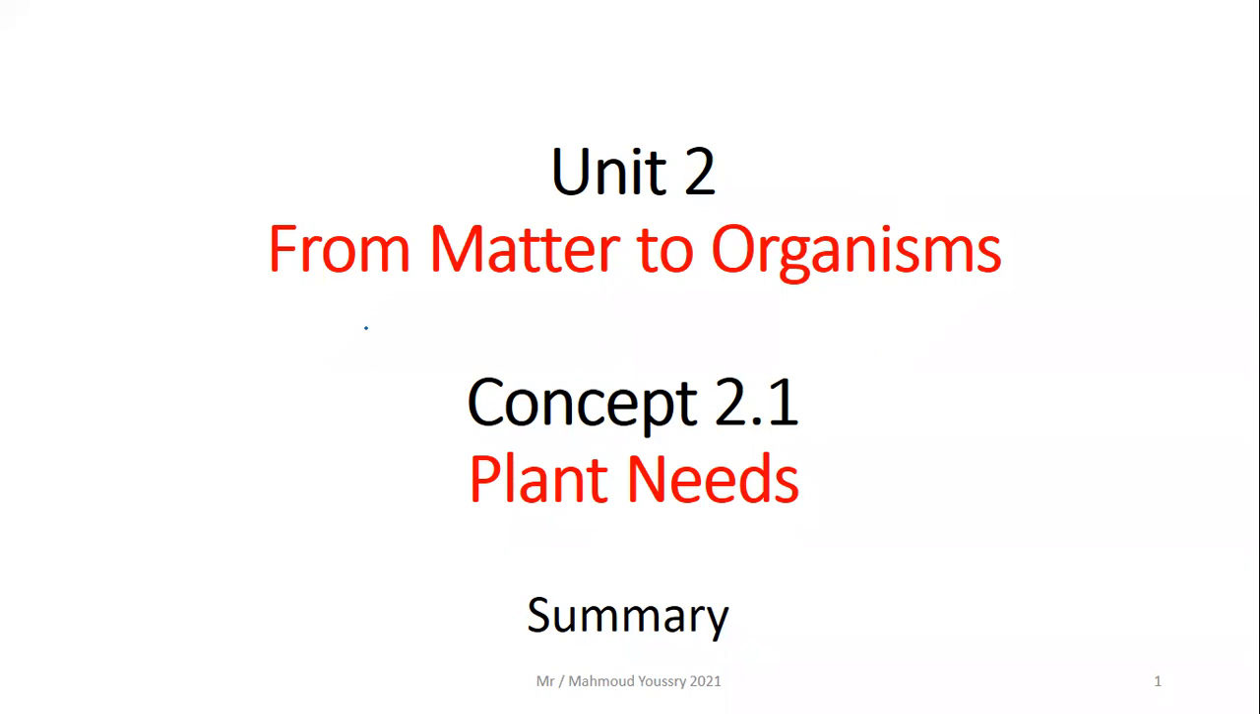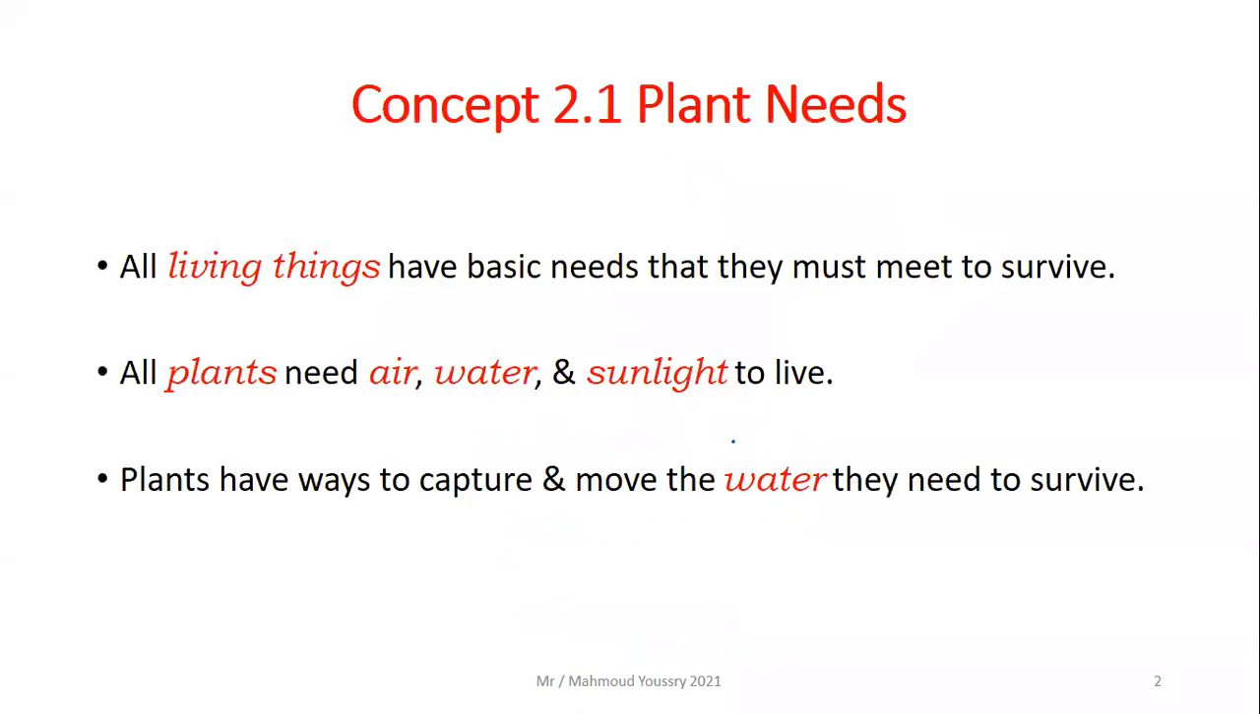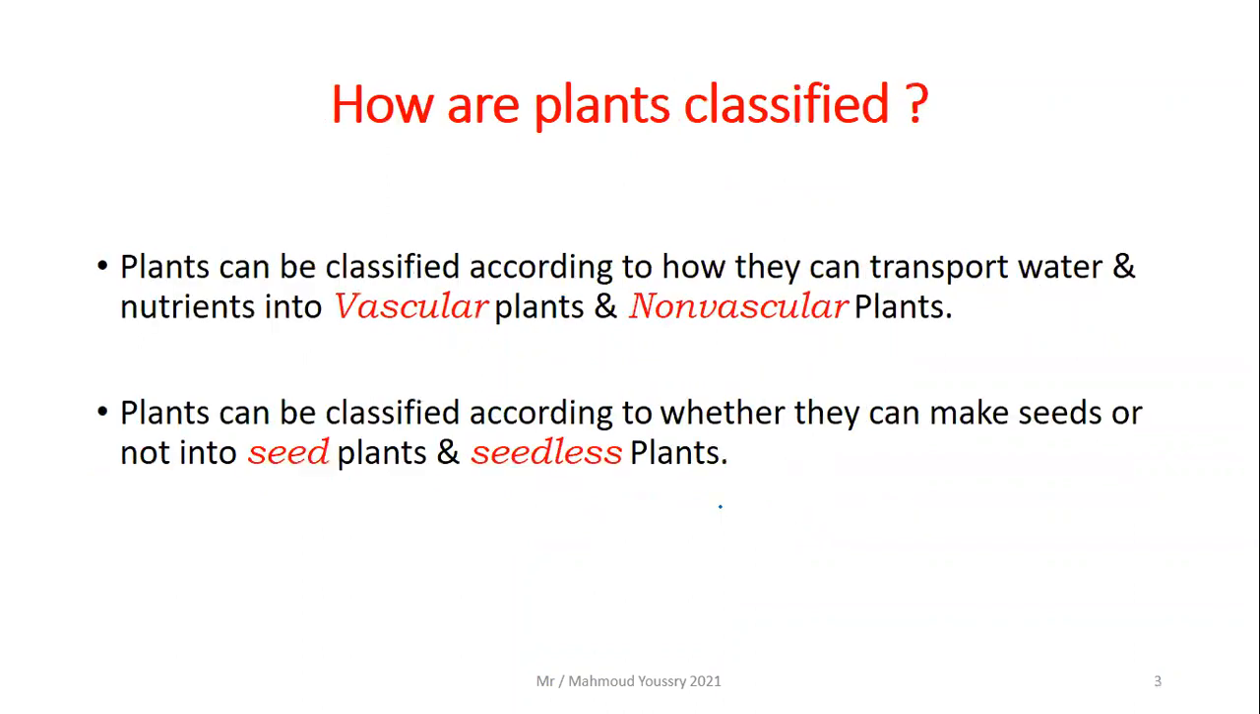Today, we will continue the summary of our unit number 2, concept 2.1, the plant needs. As you know, all living things have basic needs that they must meet in order to survive, like food and water, for example. Also, plants, which are living things, need air, water, and sunlight to live. Plants have ways to capture and move the water they need in order to survive.